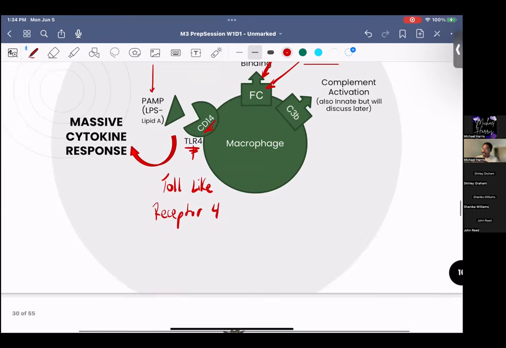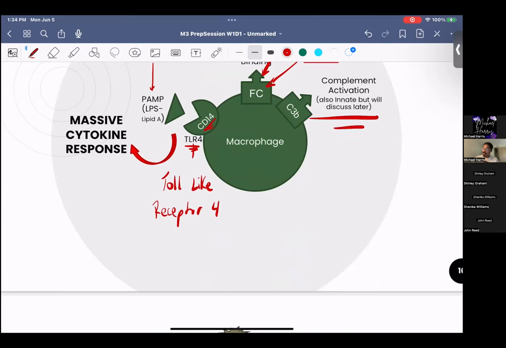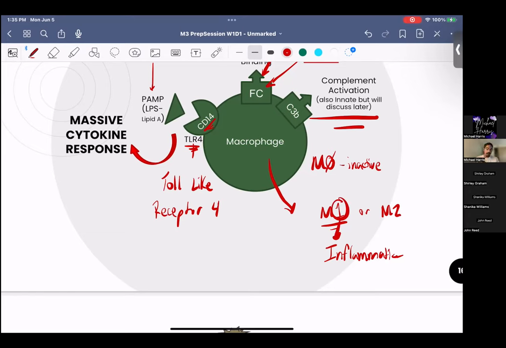Okay. Now, complement, we're going to talk about that later. As a result of activation, these macrophages are originally known as M0. M0 means inactive. Okay? Then they become activated. When they become activated, they become what is known as M1 or M2. The big thing to remember is M1 is for inflammation. You see how this one kind of looks like an eye? Okay. So inflammation is M1.